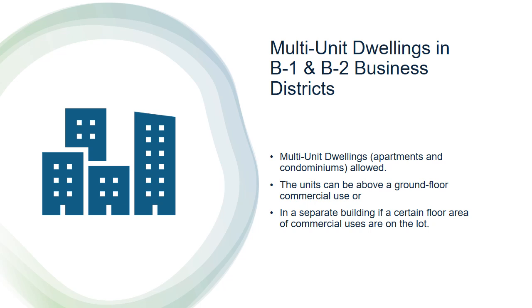One of the goals of Ordinance 25-2 is to increase housing supply. There are 2 main changes to accomplish this. One, by allowing more units on each residential lot, and 2, by allowing more housing in commercial districts. So now apartments and condominiums are permitted in the B1 and B2 districts.